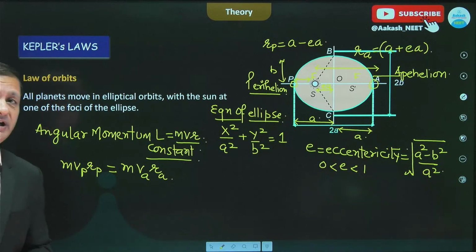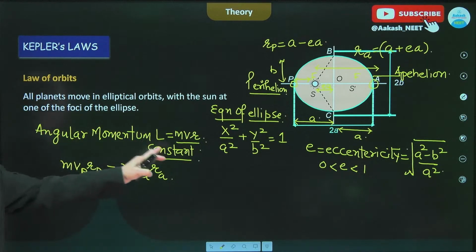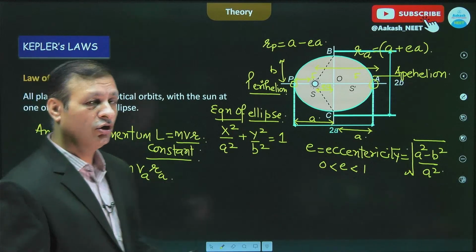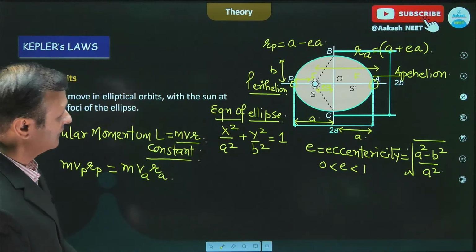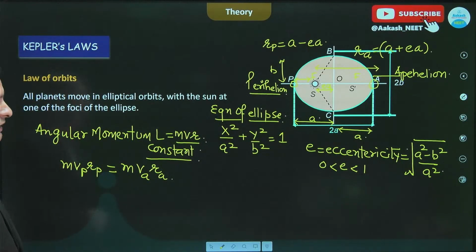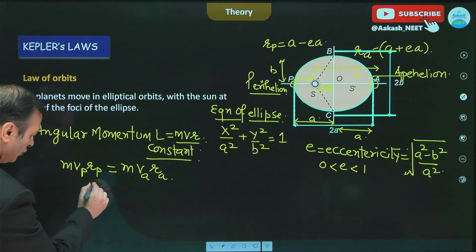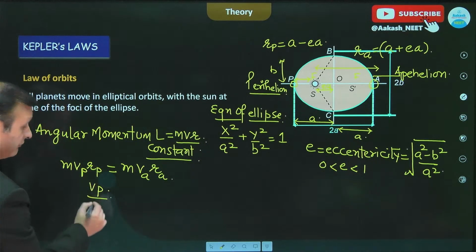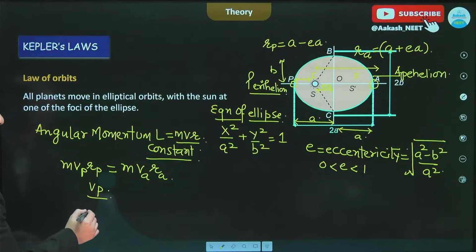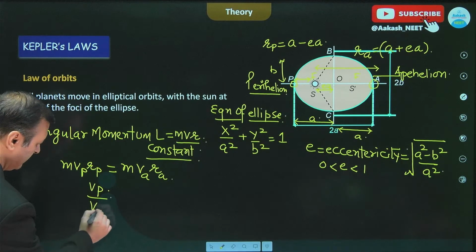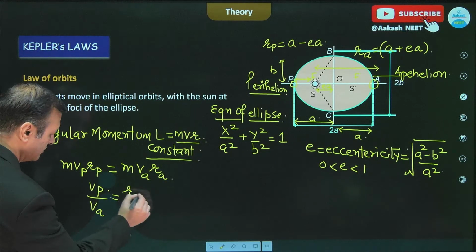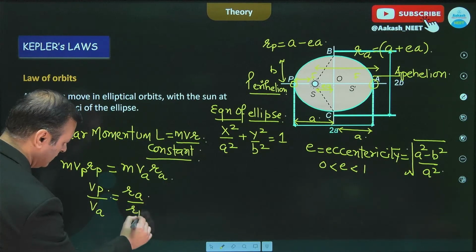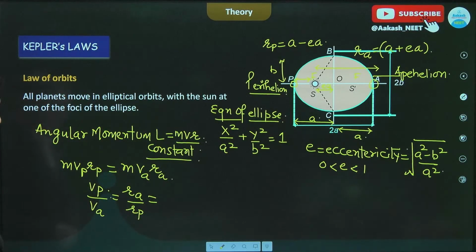So this law is very important. Angular momentum remains constant. We have just applied the law of angular momentum about these two positions, perihelion and aphelion. So what we have understood, if you compare the speed of the particles at perihelion and aphelion positions, Vp by Va is Ra by Rp.